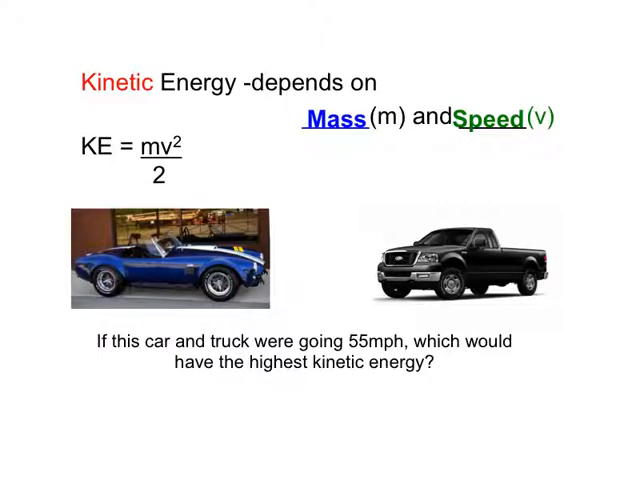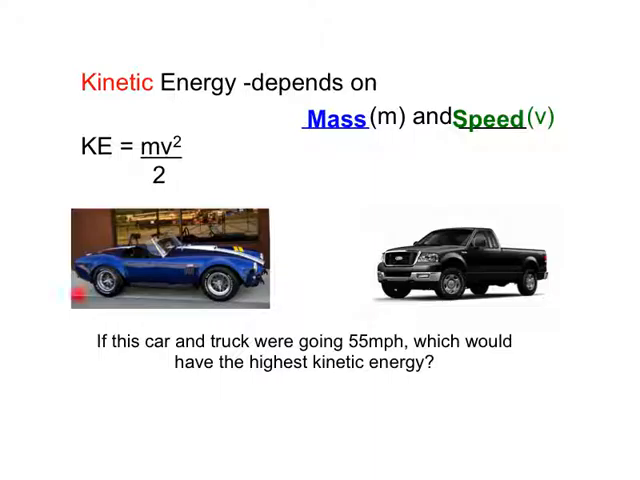Kinetic energy is the energy of motion, and it depends on two things, mass and speed. Okay, we haven't learned about speed yet, but we will learn how to figure out what speed is. But for right now, I need you to know that kinetic energy is mass and speed. So kinetic energy equals mass times v squared, divided by 2. V is velocity, which is another way of saying speed. It just adds direction.